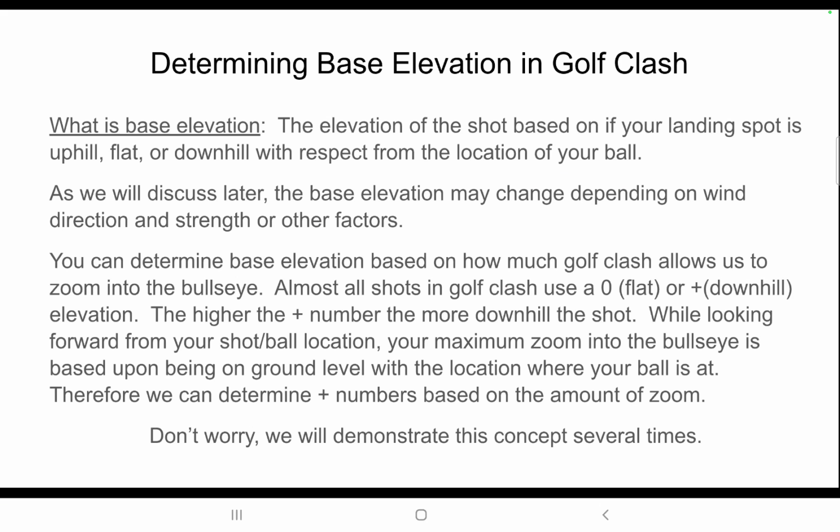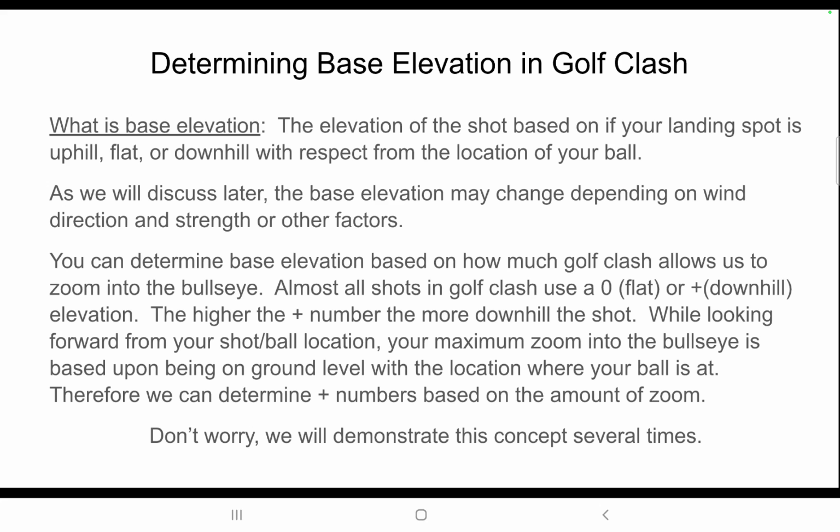But let's first start off with how we determine that base elevation using Zoom. You can determine this based off of how much we're allowed to zoom into the bullseye. Almost all of the shots in Golf Clash use either a flat or a downhill elevation. And you normally see this in your wind app when you put in either plus 10 or plus 20. The higher the plus number that you put in, the more downhill it is. So if you put plus 20 in your wind app, you're saying it's plus 20% downhill elevation, as compared to plus 10, which would only be plus 10% elevation.